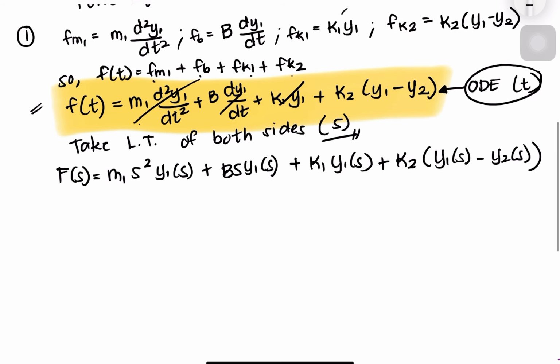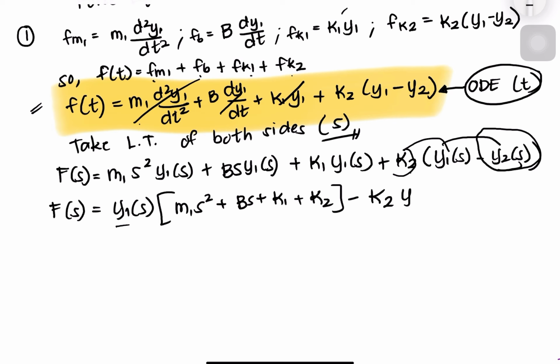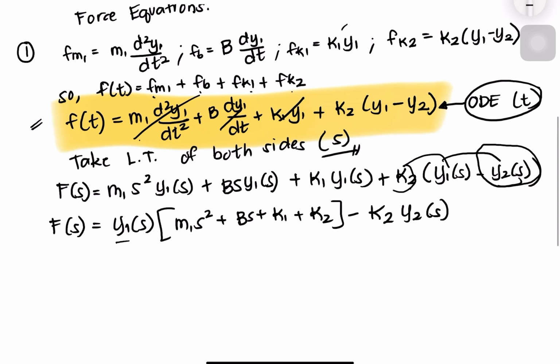So this is the Laplace transform of the first equation. And we can further simplify this by factoring out Y1 of s from all the terms. So it becomes (m1 s² + bs + k1 + k2) Y1 of s, minus k2 Y2 of s. The k2 term remains, so it is not included inside the Y1 of s. So this is the Laplace transform of the first equation.